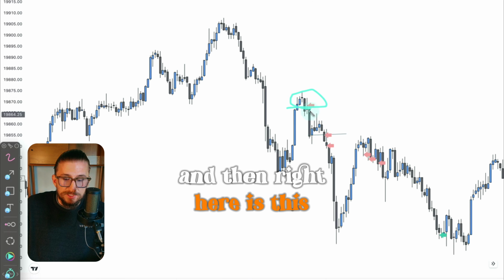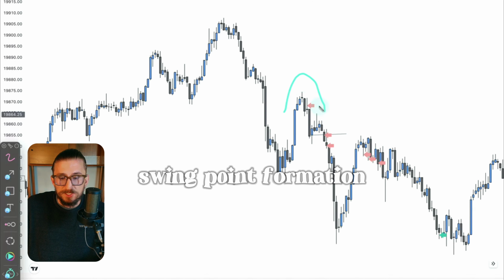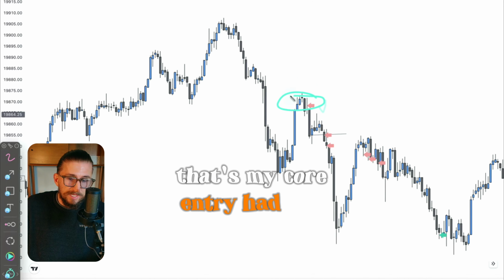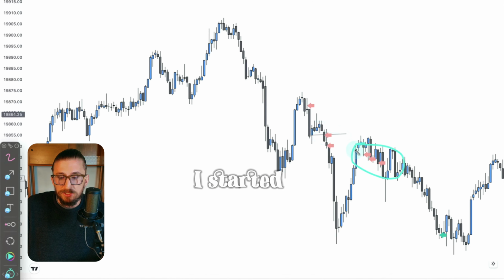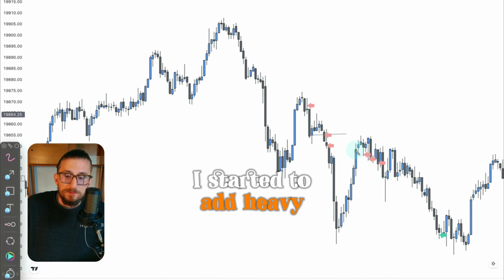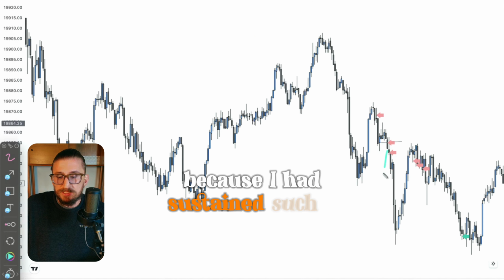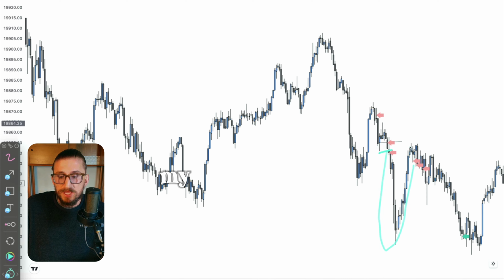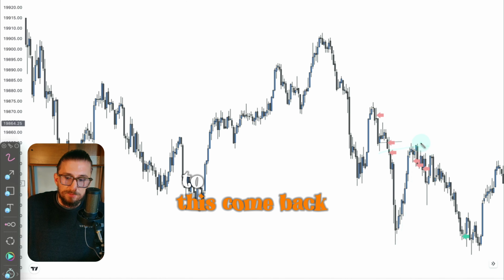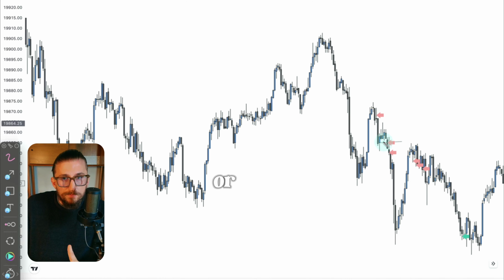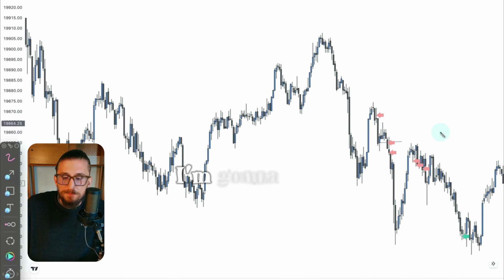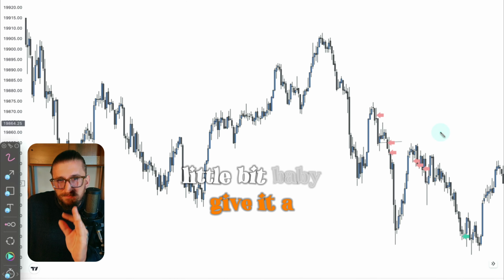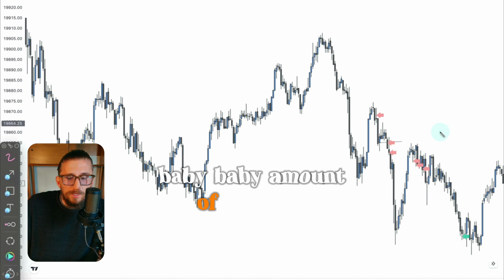And then right here is this pivot formation, swing point formation. That's my core entry. I had like 5 contracts here, added maybe 4 more. Then right here, I started to add heavy because I had sustained such a nasty bounce. My thoughts were, okay, I can let this come back to break even, or I can nurse it a little bit. I can give it a little more room, couple $100, not going to kill me. I'm going to just give it a little bit, baby amount of room.